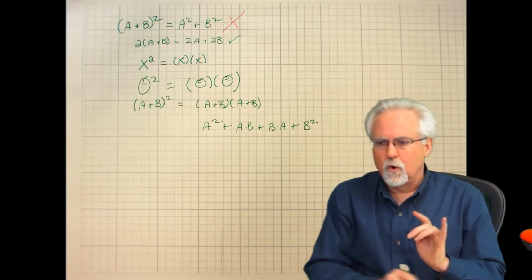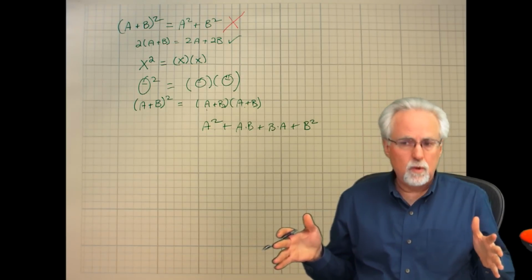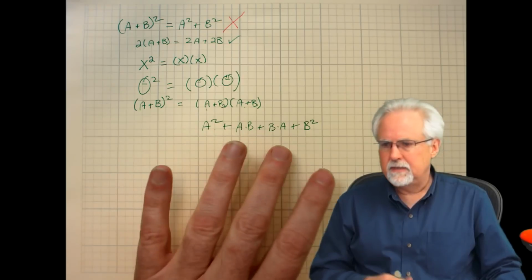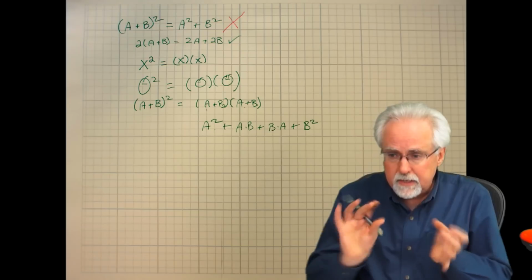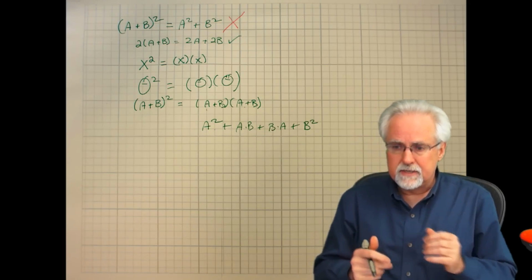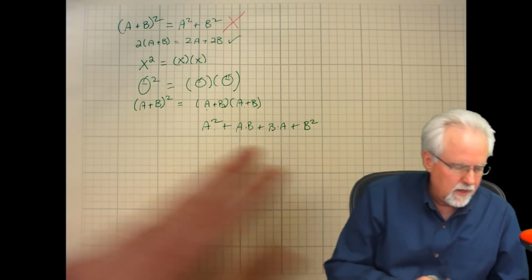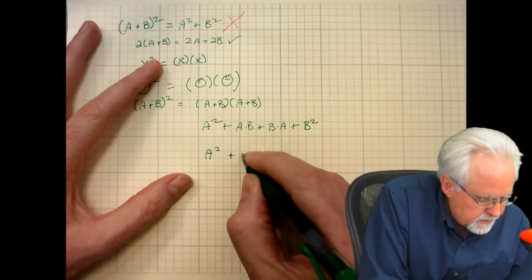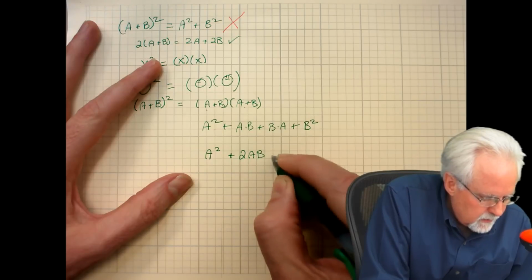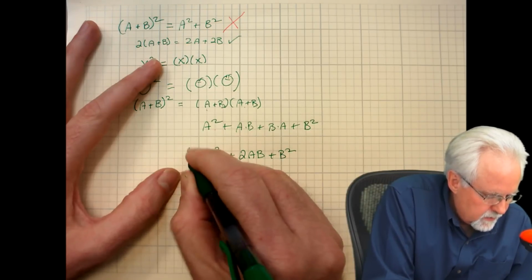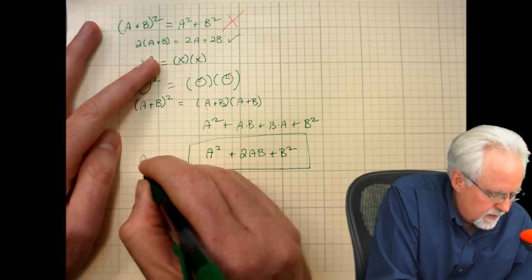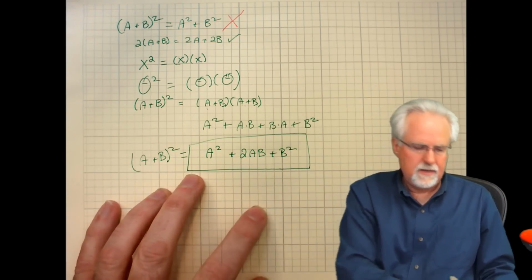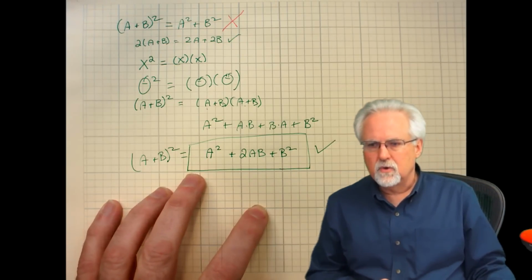Okay, now we have 4 terms, but after we've multiplied things out, what we've learned in algebra is the next thing we need to do is combine like terms. We know a times b and b times a, because of the commutative property, can be moved around. B times a is the same as a times b, so we combine these 2 like terms and we get the correct answer, which is a squared plus 2ab plus b squared. Okay? And we say (a plus b) squared is equal to this. Okay, this is correct. That is the correct answer.